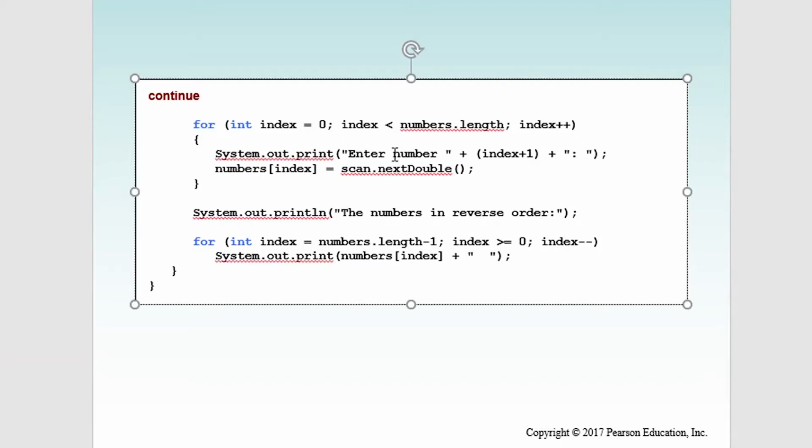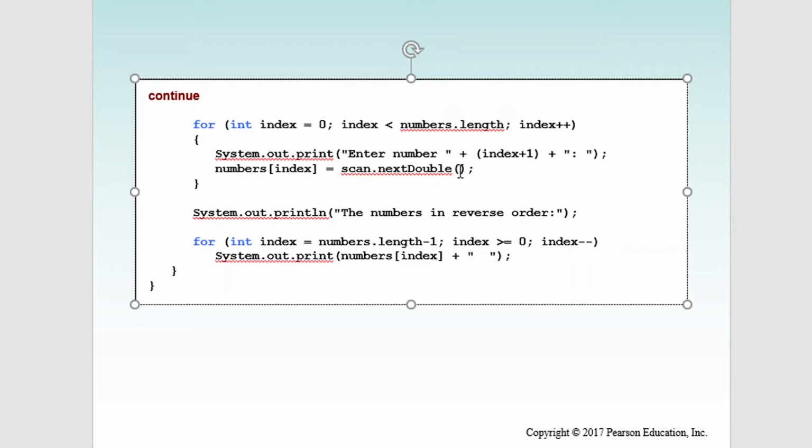Increment index by 1. Then they're prompting the user to enter a number, but they're actually adding 1 to the index. So instead of saying 0, they're saying 1, right? The first index is at 0, so if you add 1 to that, it'll be 1. It's more natural for humans to start off at 1. So the first number they enter is actually going to go at index 0.